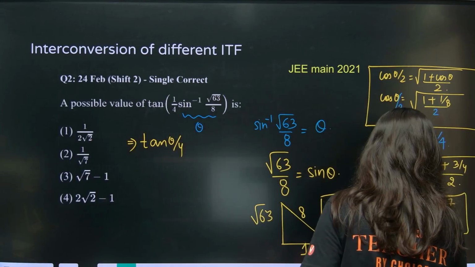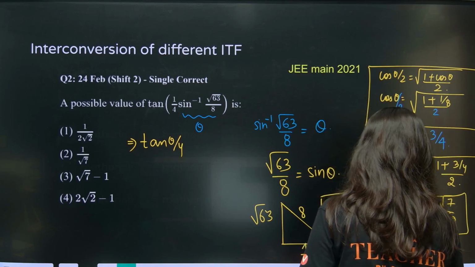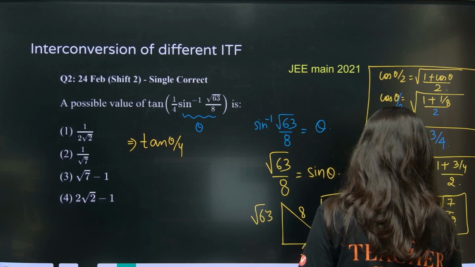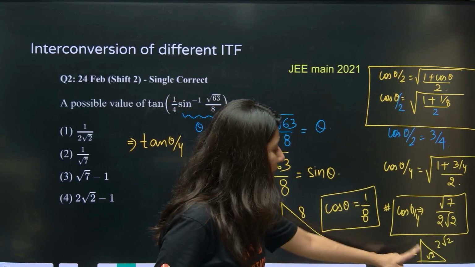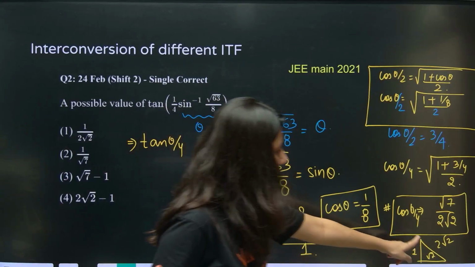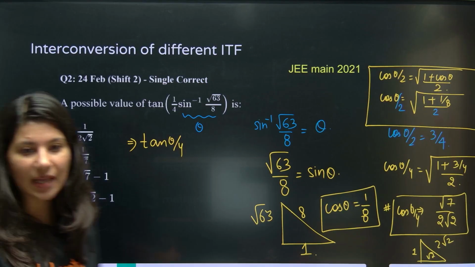So this is your theta, right? This is 1 and this is root 7 and this is your 1. So now tan theta from here, tell me, ma'am, 1 upon root 7. Tan theta from this triangle is what? Tell me, ma'am, 1 upon root 7. Option B is absolutely right.